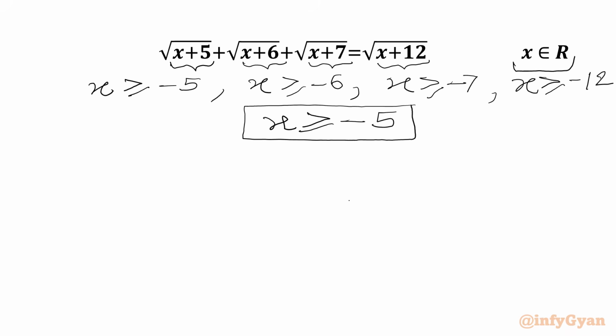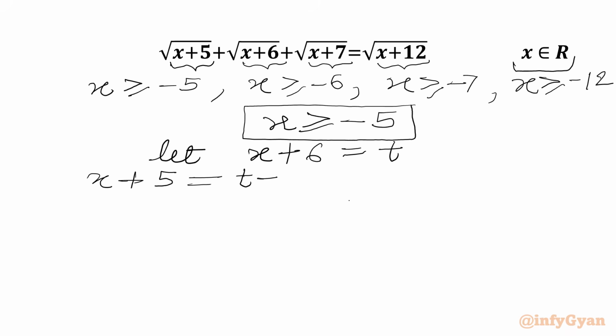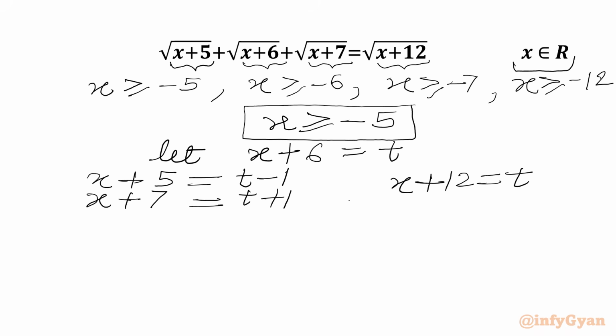Now we will use substitution. Let us say x plus 6 is equal to t. So we can write x plus 5 in terms of t as t minus 1. We can write x plus 7 as t plus 1. And if we write x plus 12, then it is t plus 6.